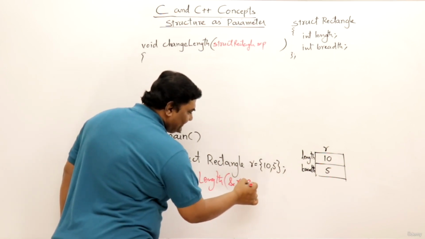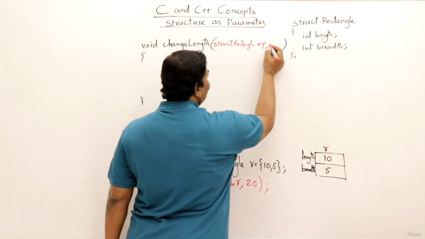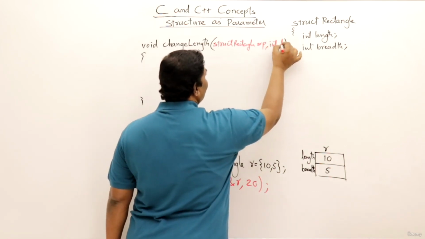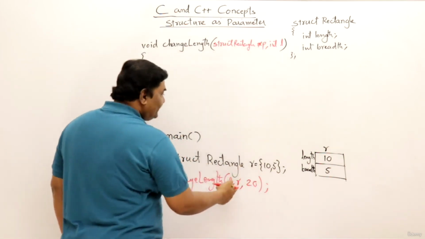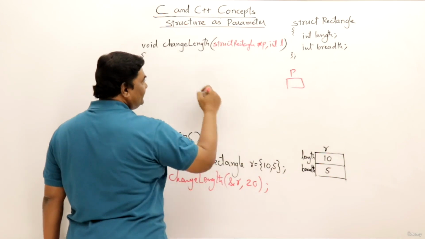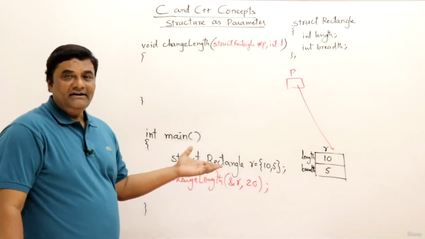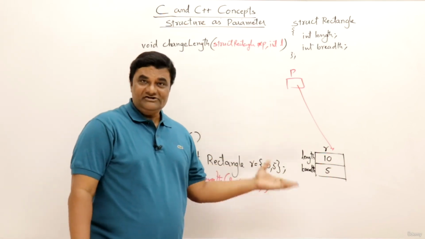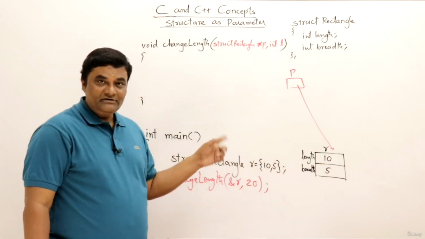Along with this I should also pass the new length. So let us say I want to make the length 20 instead of 15. Then it should also take the new length, so it is integer L. So it is taking by pointer. When you call this function, how does it look? This P is a pointer that belongs to this function and is pointing to this one. We have already learned pointer to a structure, so now you can see that pointer to a structure is useful in parameter passing also.